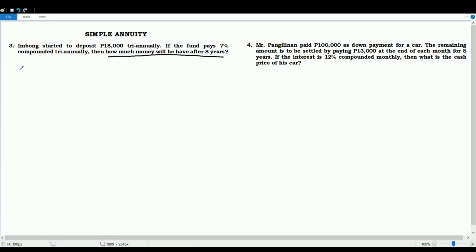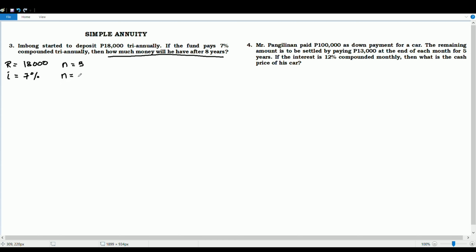Let's identify the values that we have in our formula. We are looking for the annuity or the future value. So in this case, we have a regular payment of 18,000. R is equal to 18,000 tri-annually. That is 3 times a year. And we have the rate is 7%.